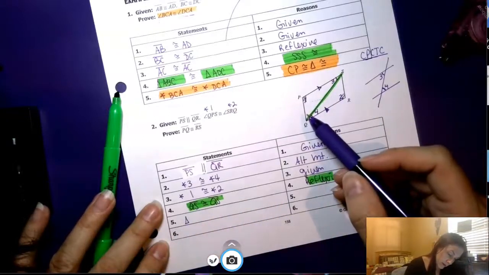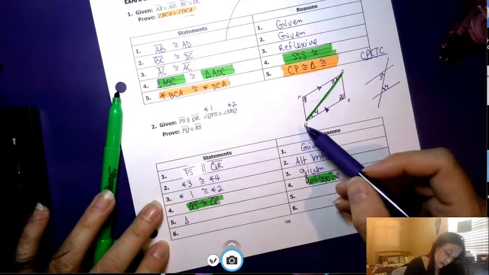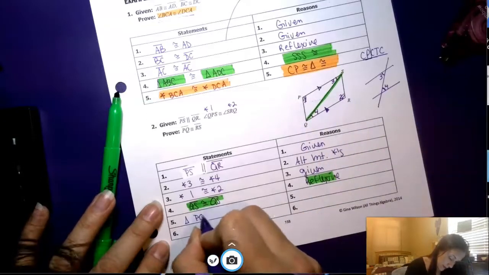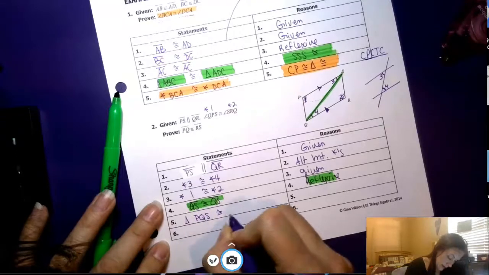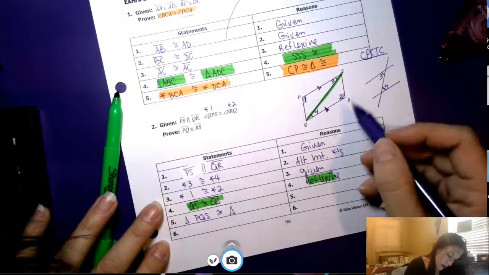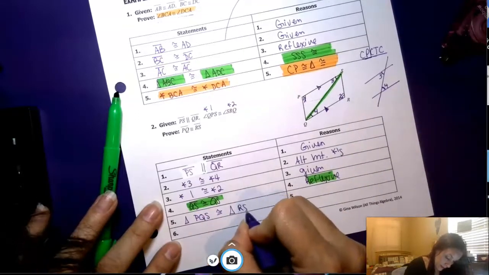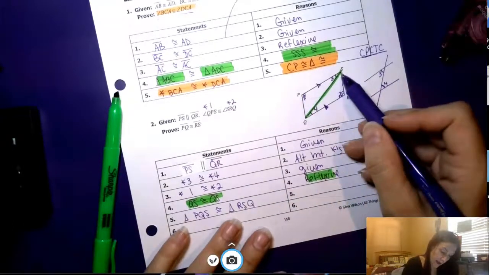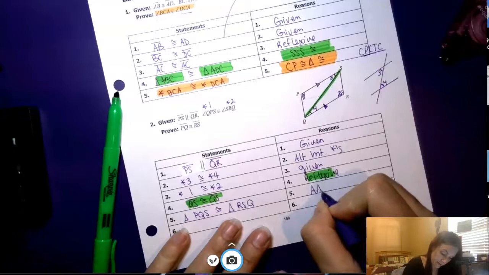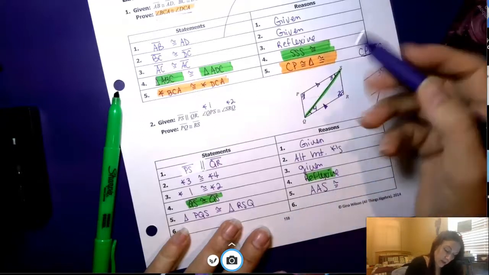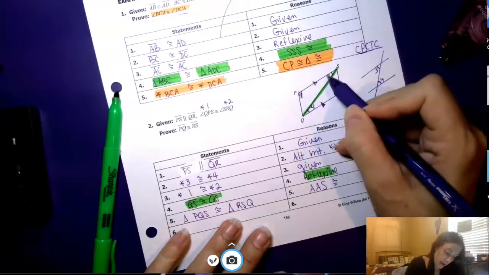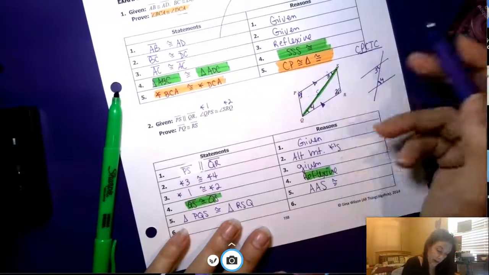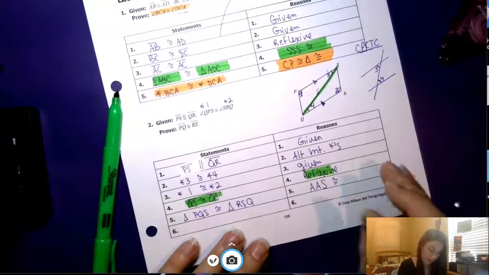Triangle PQS is congruent to triangle RSQ because of angle, angle, side. So you want to look at, you have an angle, and a side. That side is not included between the two angles, so angle, angle, side.